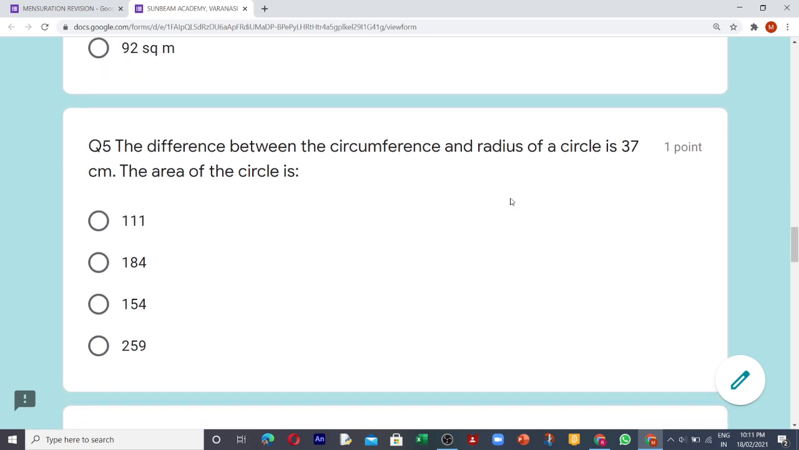See this. The difference between circumference and radius of a circle is 37 centimeter. What is the area of circle? The difference between circumference and radius of a circle is 37 centimeter. So what will be the area? You have to apply the logic, children. What is given, try to frame it, and then I know you people are able to do it. So try it, children.